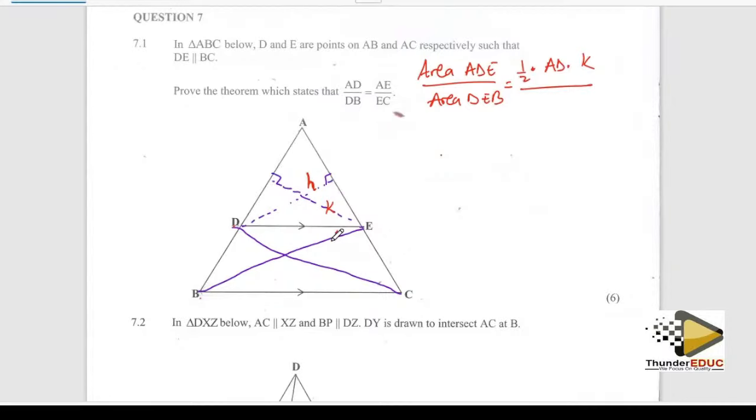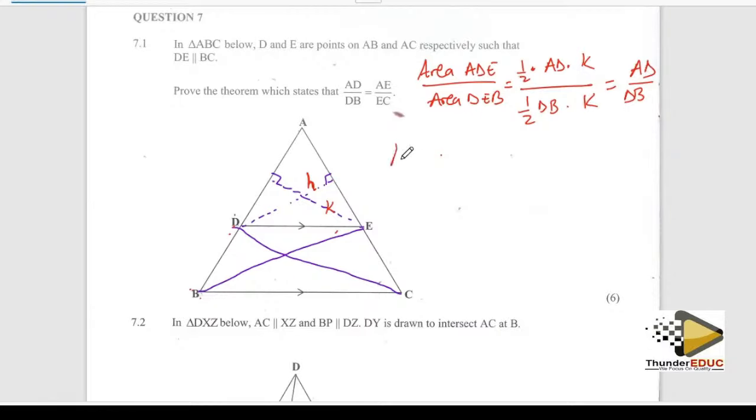So the same triangle having the same height, it's going to be a half. I'm going to take this to be my base, which is DB, but with the same height, which is K. So the K and the K will cancel, a half and a half will cancel, which means the rest is AD over DB.